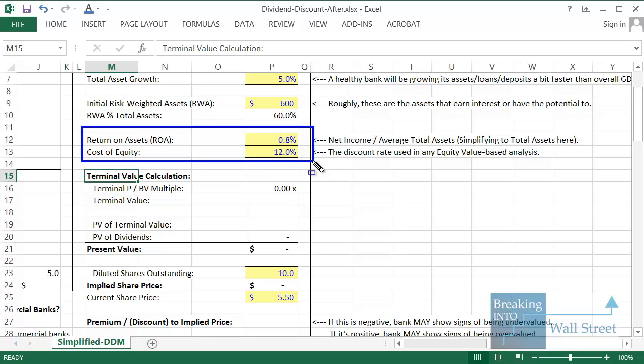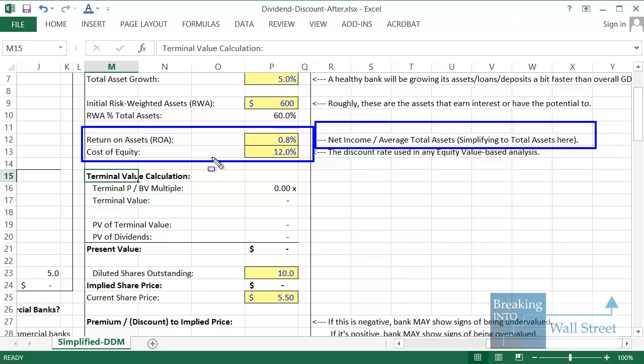So return on assets is just equal to net income divided by the average total assets, which we're simplifying to just total assets here. And that is just a measure of how efficiently a bank is using its assets. So if return on assets is higher, if it's over 1%, let's say, that is pretty good for a large commercial bank. And it means that they're leveraging their assets effectively to generate net income and earnings. If, on the other hand, it's far below 1%, that means that it's not being very efficient or it's being very conservative or something like that.